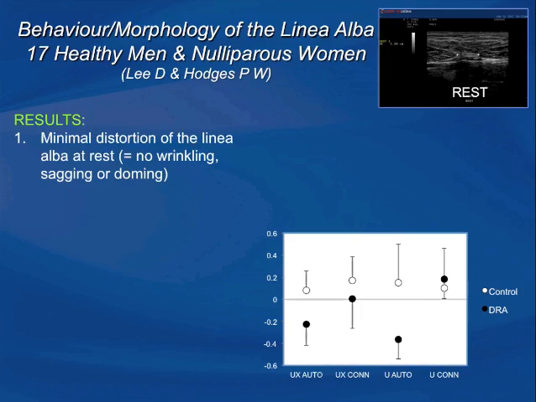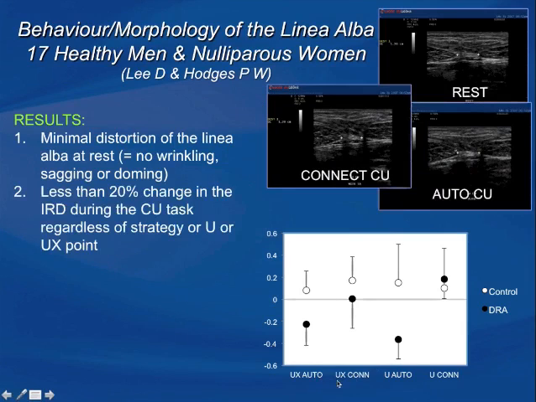And so on the control subjects here in the graph on the bottom, the white dots represent the averages of the 17 subjects. So pretty consistent across all tasks, whether it's an automatic curl-up or a connecting curl. And there was also less than 20% change in the Inter-Recti distance during this task. Now, some of them did change. Some of them got narrower and some of them got wider, but none of them changed more than 20%.